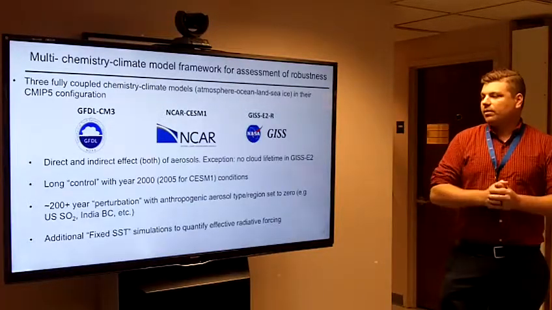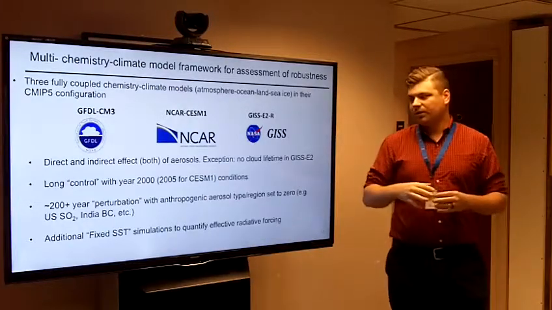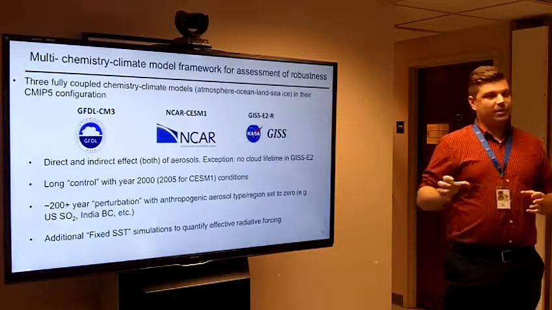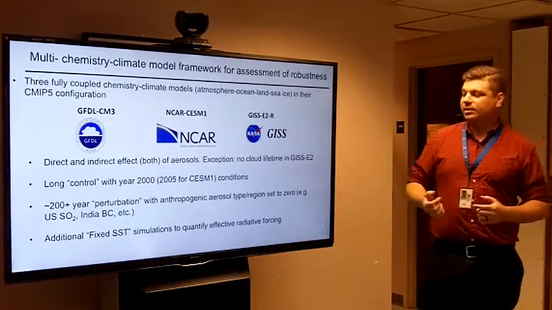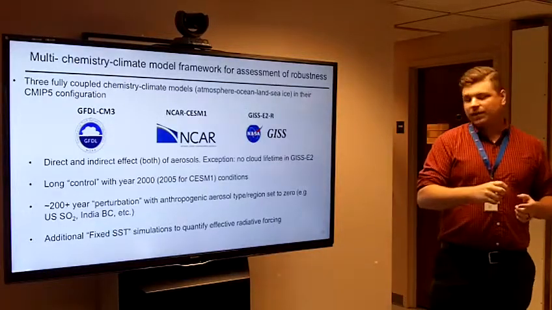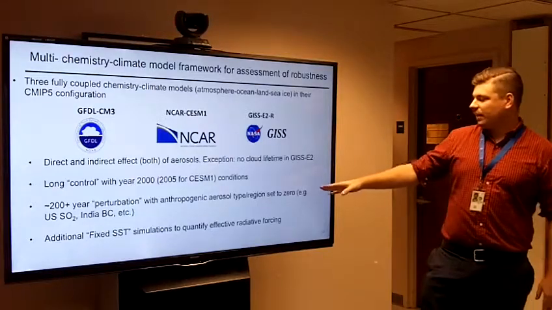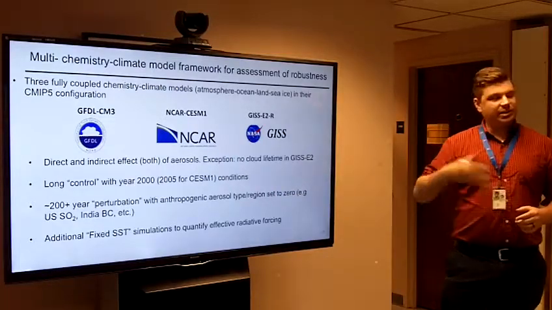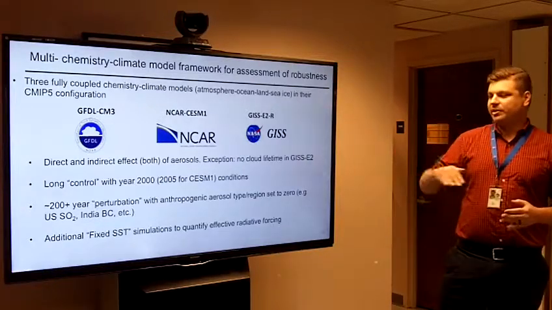And our main strategy is to run long control simulations. So we run a control simulation of the year 2000 conditions for about 400 years in each of these models. And then we contrast that with a perturbation simulation, which is exactly the same, except the anthropogenic aerosols in a certain region are set to 0. So for example, the US SO2 emissions set to 0, run that perturbation for about 200 years to get to the equilibrium climate response. So we want to make sure the models are equilibrated.